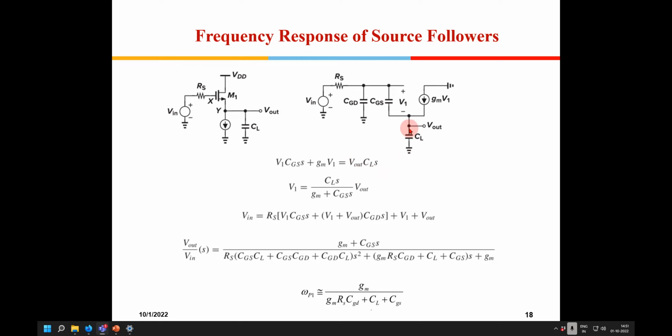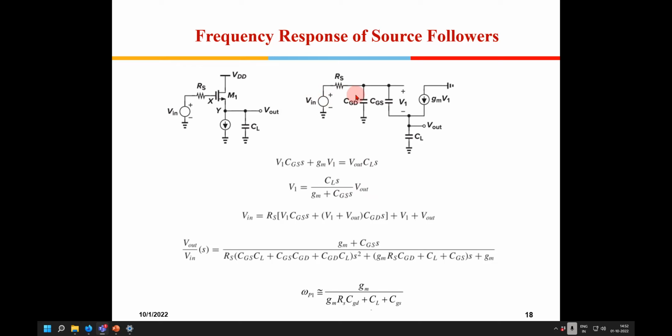Okay, this is the Laplace equation. This is the current which is flowing into the capacitance, that is this current equation, and the current which is going to flow out here. So this is the sum total of this. This is gm into V1, and this current is V out into CL. Here it is V1, so this voltage we are assuming is V1. So you get one equation between V1 and V out.